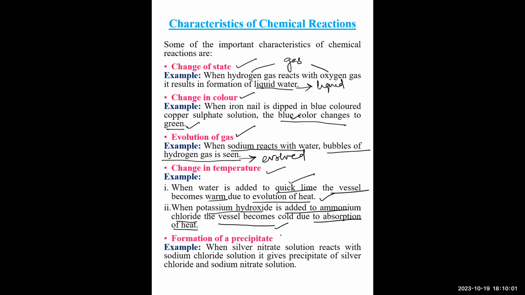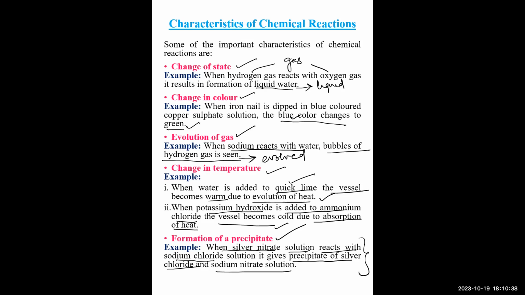Let us see the next one. It is formation of a precipitate. Precipitate means smaller solid particles which are formed. So see now, when silver nitrate solution reacts with sodium chloride solution, if you mix or combine the silver nitrate with the sodium chloride solution, it gives a precipitate of silver chloride and sodium nitrate solution. So you get precipitates when you combine two different materials also.